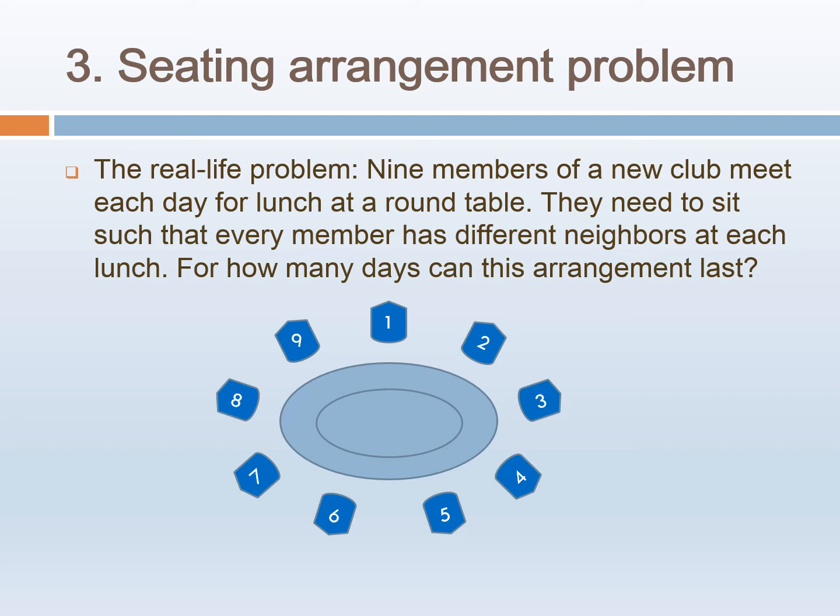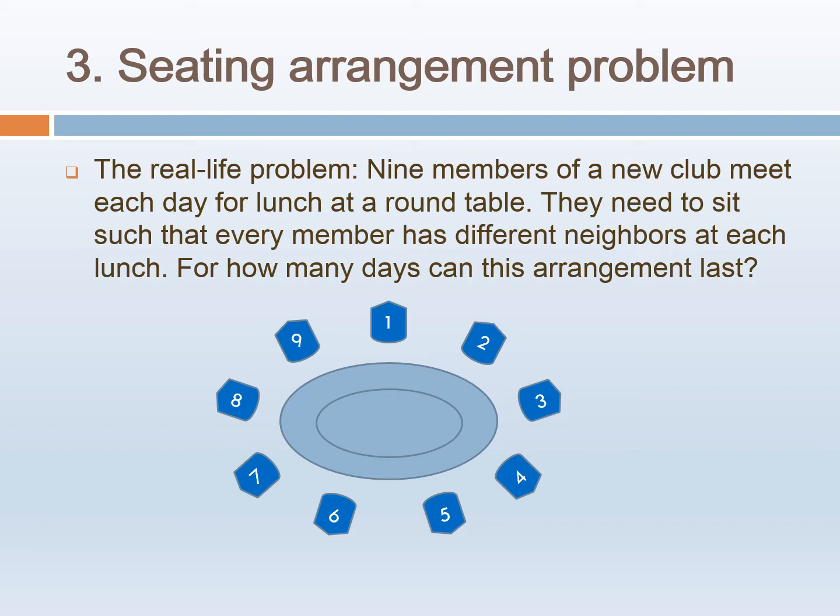Our third problem is the seating arrangement problem. Here, the real life scenario is that there are 9 members at a new club and they all meet every day for lunch at a round table. I'm sorry, I've drawn an oval shaped table.